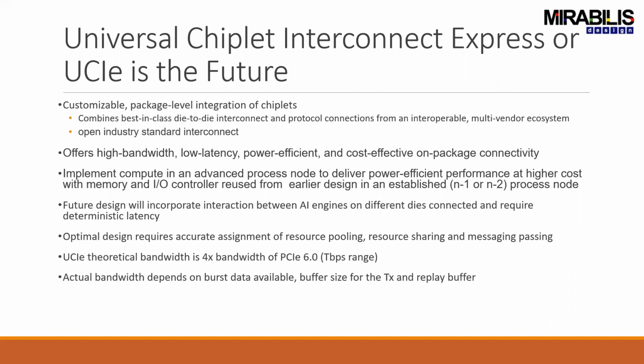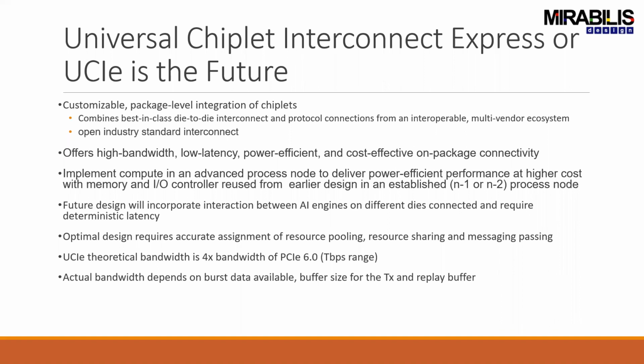Now, what does it look like? When you want to implement the UCIe, you're really saying, okay, I'm going to put all the compute, say my AI engines or my GPUs or the processor cores, running a very advanced process node into certain dies and make them really power performance critical. And then the other ones like memory, IO control, analog, that can be reused from earlier designs, maybe in a much earlier process, maybe N-3 or even N-4, that can continue to be reused and attach them to this UCIe interface.